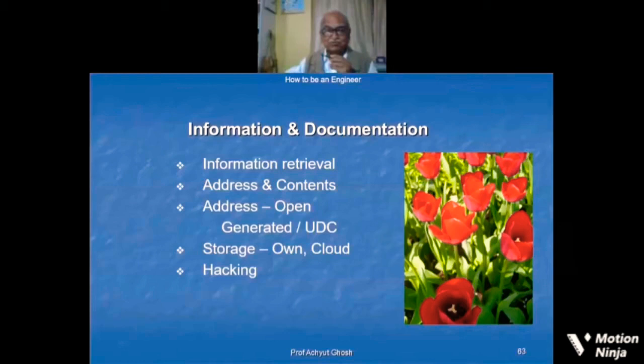Then you can put your information in storage, but in the cloud. The moment you put it in the cloud, somebody can hack it. That has become a great passion and a hobby for people. Some people earn money out of hacking information.